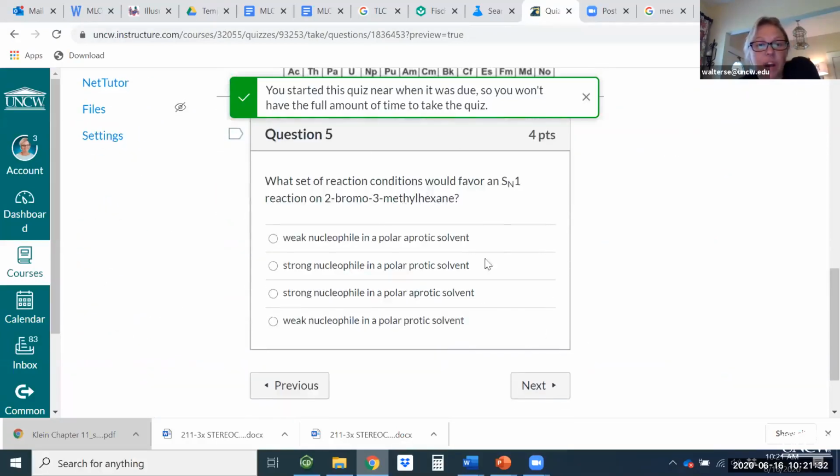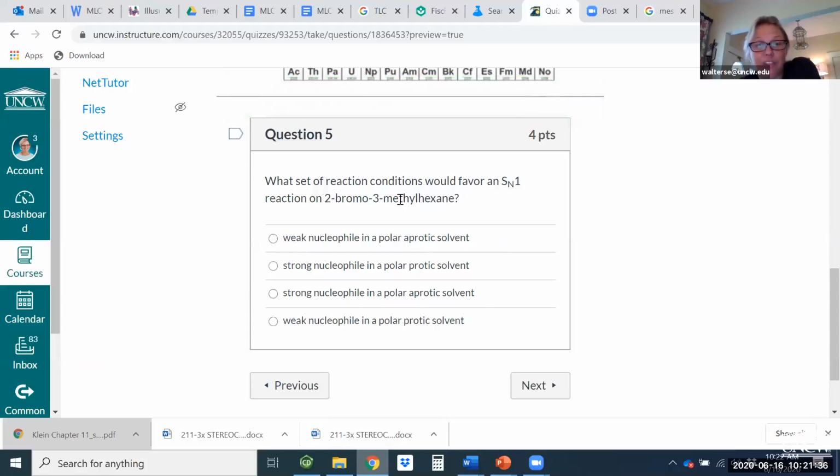Okay, so this one, if anybody wants me to draw this out, I'm happy to, but you have to draw your substrate and then figure out what you would need for SN1. Typically SN1 favors weak nucleophiles and polar protic solvents. But I would always double check to make sure that the substrate works itself out. Weak nucleophiles and polar protic solvent are the best conditions for SN1.